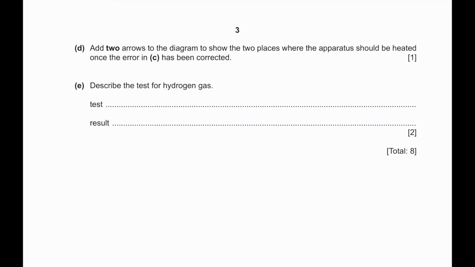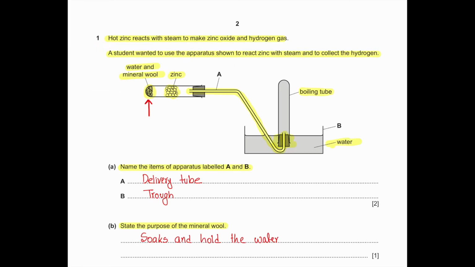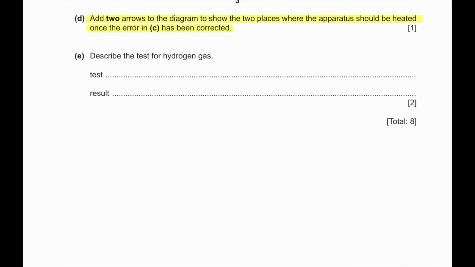Part D. Add two arrows to the diagram to show the two places where the apparatus would be heated once the error in C has been corrected. So the water and mineral wool containing portion should be heated and the zinc should be heated. Part E. Describe the test for hydrogen gas. So hydrogen gas can be tested with a lighted splint and the result will be a popping sound.